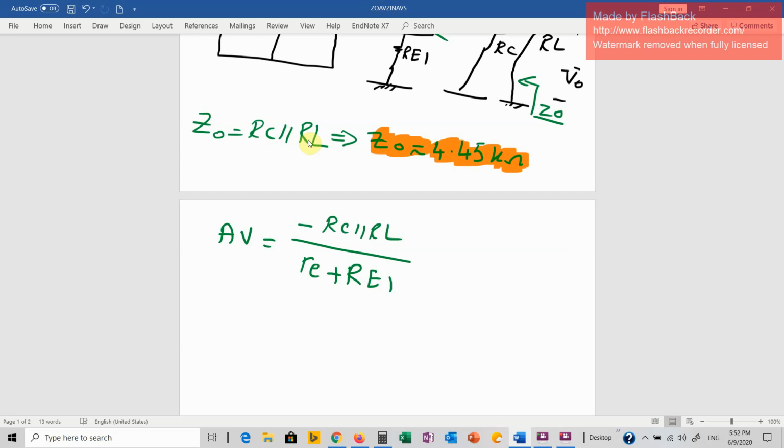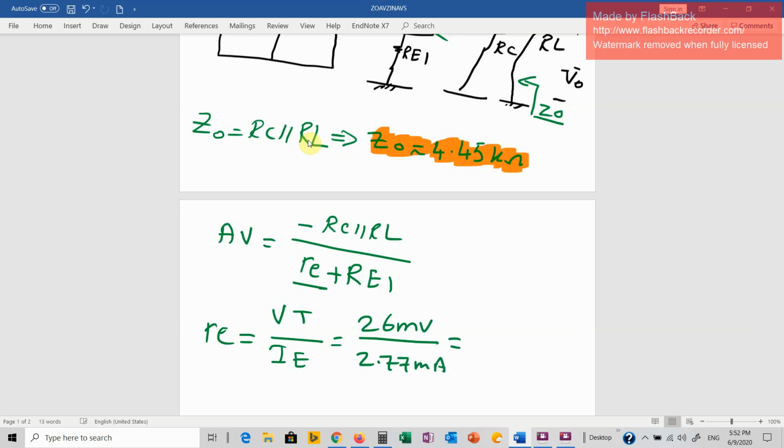So I need to find what is re. re, which is the AC emitter resistance, or we also call it the dynamic resistance for the emitter, is equal to VT by IE. So this is 26 millivolt by 2.77 milliamps, milli by milli. So re is approximately equal to 9.386 ohm. Okay, so that's re.